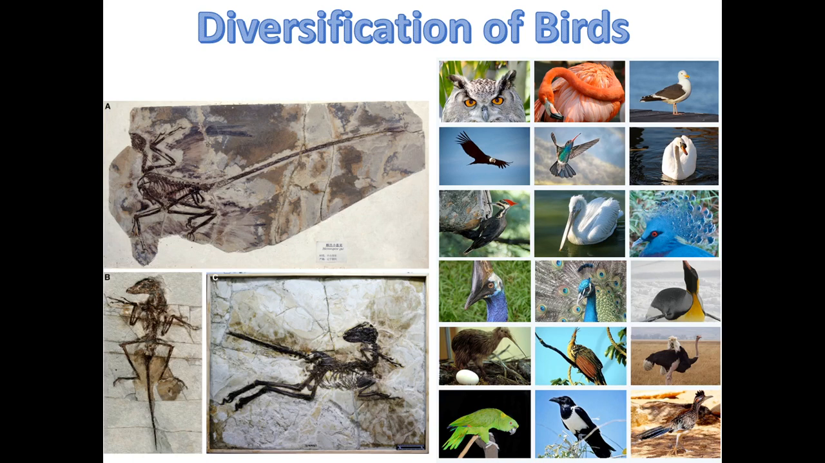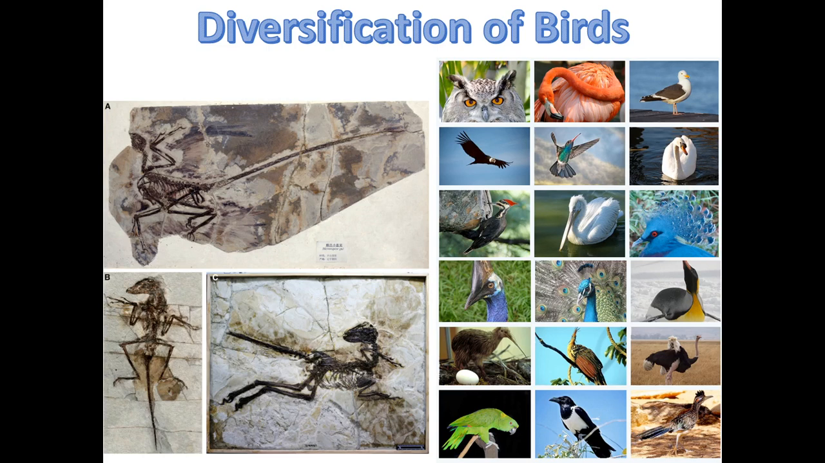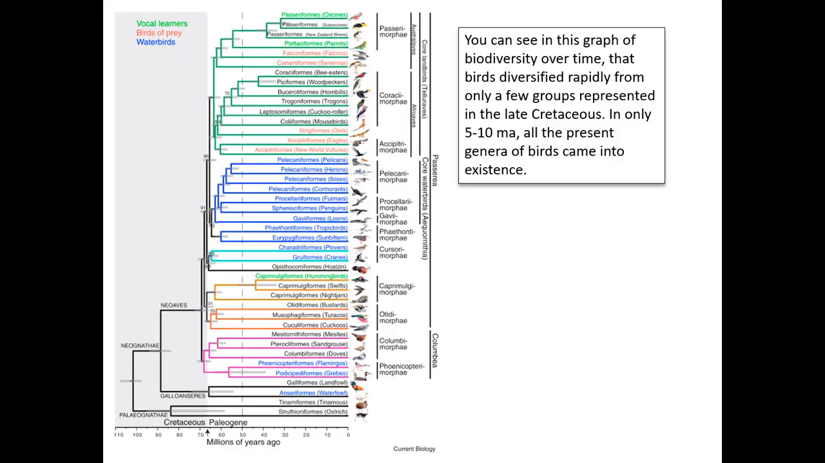Right now, let's focus on diversification of birds. Birds really exploded onto the scene after dinosaurs went extinct. And actually, birds are now the most diverse and most common land animal today. So it's actually not mammals. We kind of think of this time as the age of mammals, but birds really hold their own as well. You can see in this graph of biodiversity over time, and when different families of birds originated, that here's the Cretaceous.